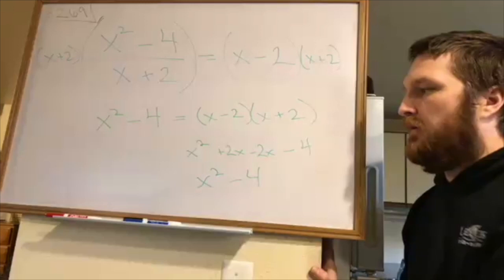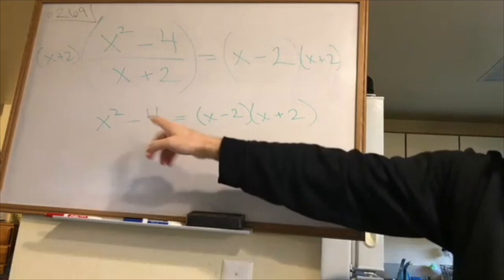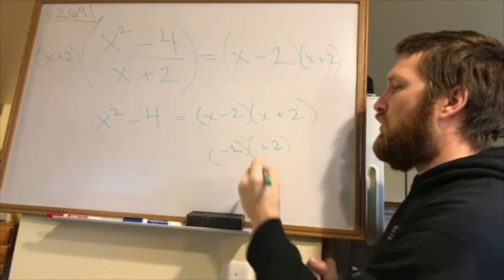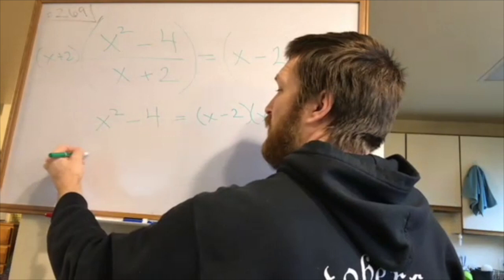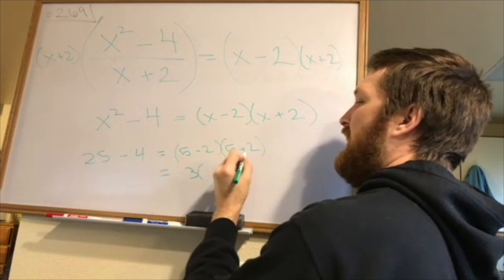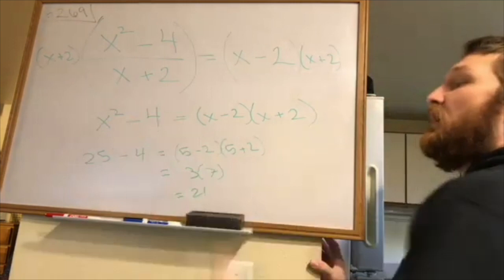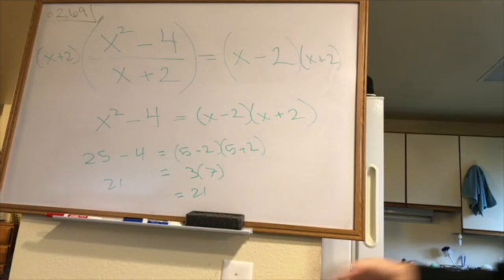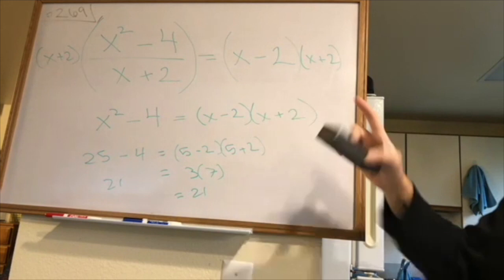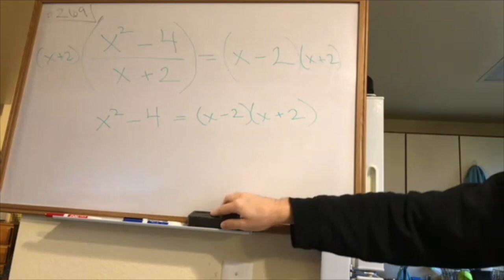And so I could say, as a matter of fact, any number you plug in will be true. Plug in a 0. You get negative 4 on the left, and negative 2 times a positive 2 is negative 4. Plug in a 5. 5 squared is 25 minus 4 equals 5 minus 2 times 5 plus 2. That gives me a 3 times a 7. 3 times 7 is 21. And lo and behold, 25 minus 4 is 21. It looks like all real numbers are going to work. If I plugged in a pi, pi squared minus 4 would be the same thing as pi minus 2 times pi plus 2. So it looks like my solution is all real numbers.